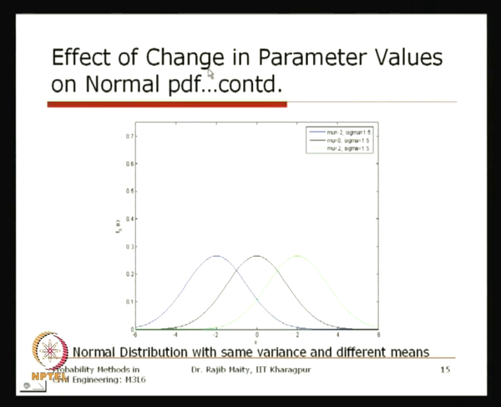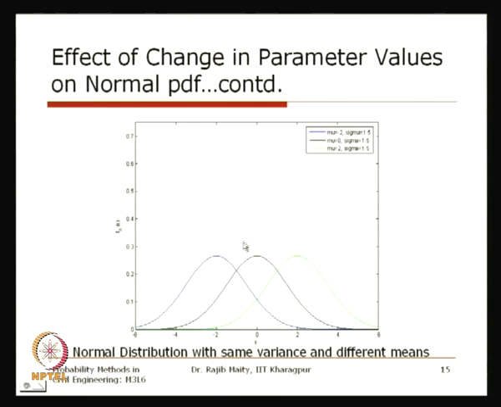Now the effect of change in the parameter value, the second parameter we are now taking, is mu. In these 3 plots, again what we have kept the same is sigma. For all these 3 curves, sigma is equal to 1.5. As this sigma is the same, you can see that the spread about the respective mean is the same for all three curves.